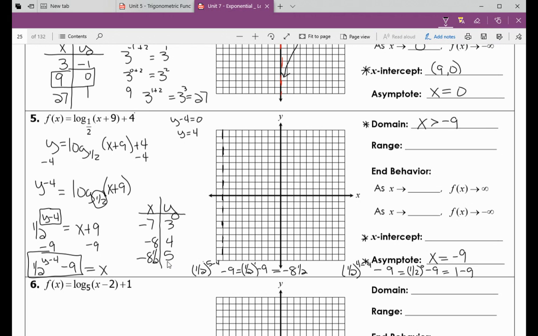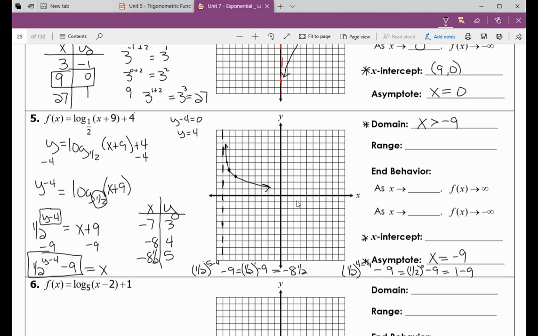Okay, so I'm going to plot these 3 points. I'm going to go over to -7 and up to 3. I'm going to go over to -8 and up to 4. Then I'm going to go over to -8.5 and up to 5. So my graph is going to get really close to that vertical line asymptote, but it's not going to cross it. So this would be what your final graph would look like.